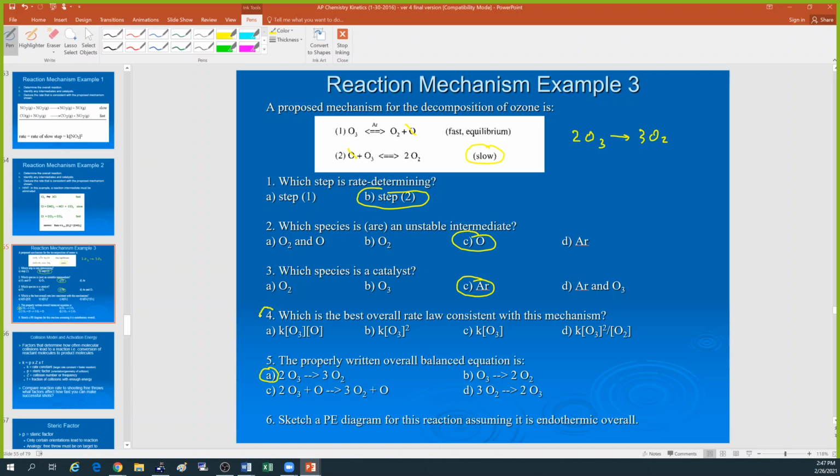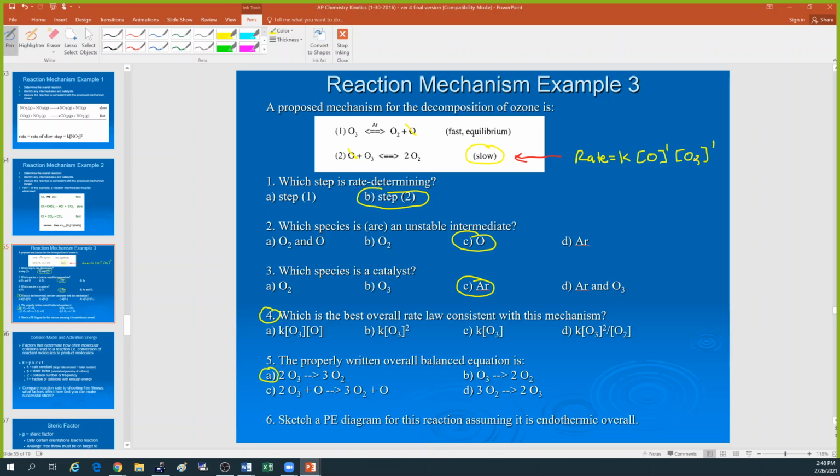Now this is the trickiest part. The best overall rate law that is consistent with this mechanism. The first thing you have to understand is we look at the slow step because that controls the rate. This initially we're not going to care about. We just have to look here. So if we follow the rules that we saw in the last example, we're going to write a simple rate law based on the reactants raised to their coefficients. And there we go, I'm done.